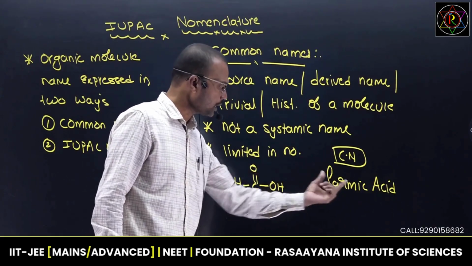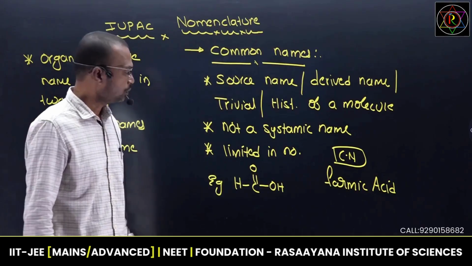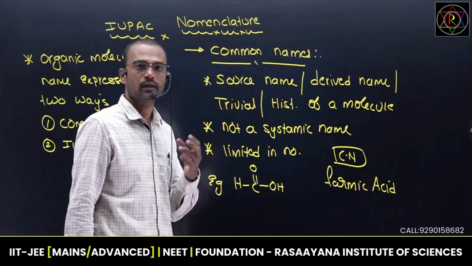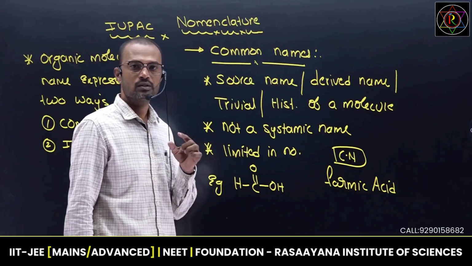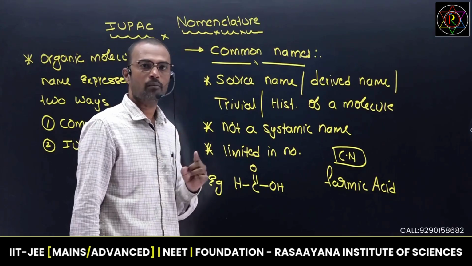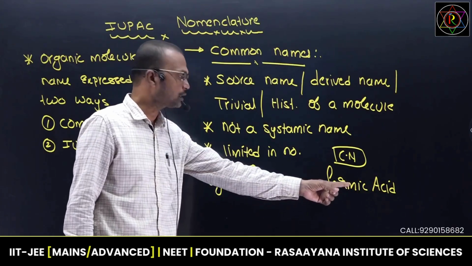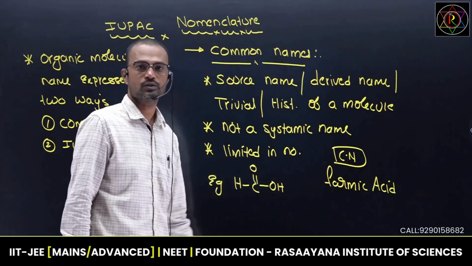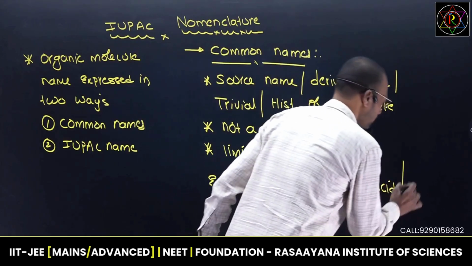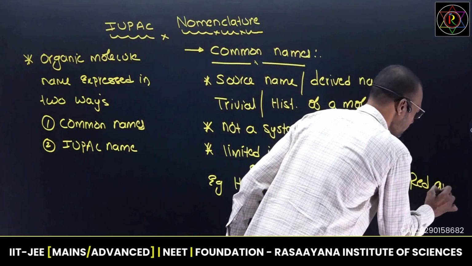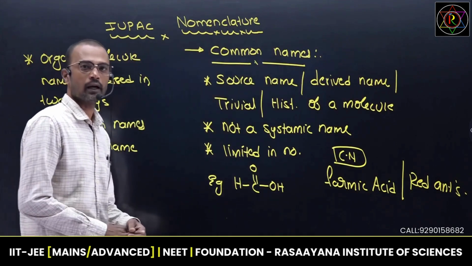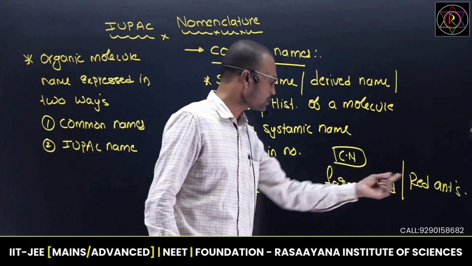Why are we giving the name formic acid? There is a special story. Formicus is nothing but red ants. In the sting of red ants, there is one common acid. That acid is called formic acid. That's why the name was given as formic acid. The source is red ants. It is most commonly available in red ants. That's why the name was given from formicus. Formicus is nothing but red ants. The acid present in red ants is formic acid.